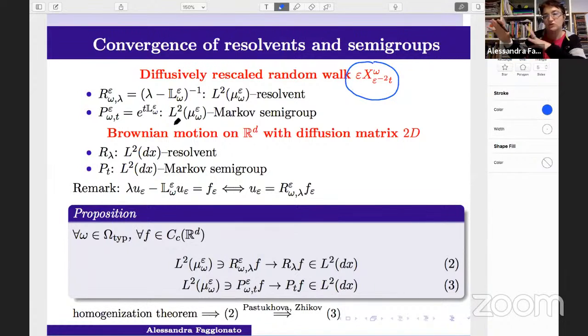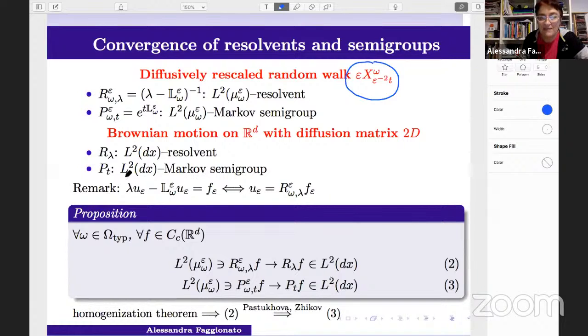Now let us move to the asymptotic object, the stochastic process, which is the Brownian motion with diffusion matrix 2D, where D is the homogenized matrix. I call R lambda its resolvent and P t its Markov semigroup.